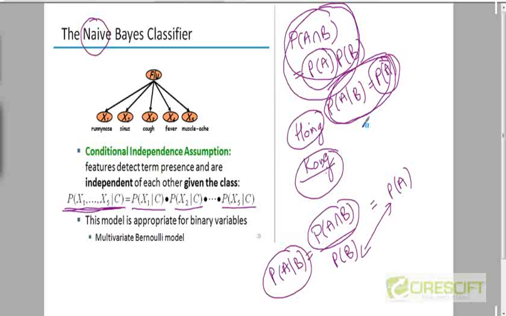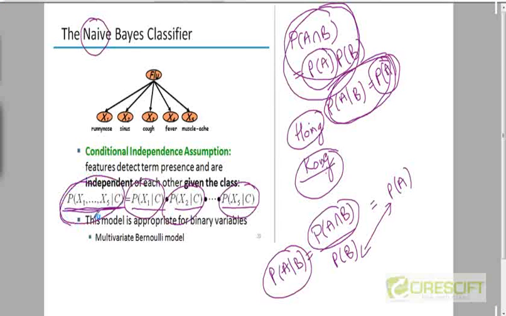Okay, A and B are independent if the occurrence of one does not affect the probability of the occurrence of the other. So that's what we are assuming here, that the probability that I'm going to see x1 in a document from the class C is going to be independent of whether or not I saw x2 or x3 or x4 or x5. All these probabilities are independent of one another. This is actually not true in reality, but we are going to make this assumption because it's going to be easy for us to compute these probabilities.